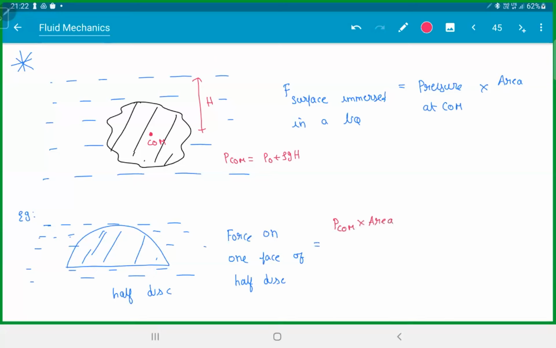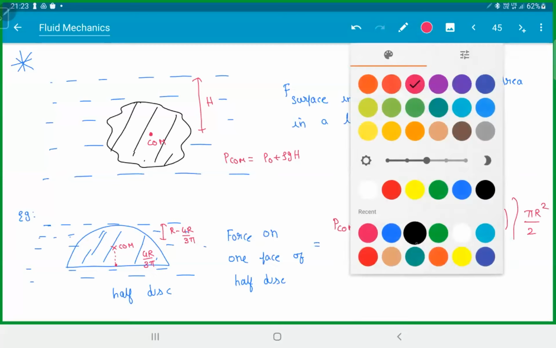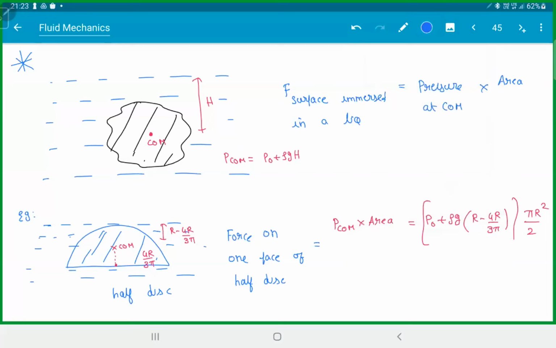Where is the center of mass of the half disk? This is the center of mass, 4r by 3 pi. So this depth will be r minus 4r by 3 pi. So the formula will be P naught plus rho g times (r minus 4r by 3 pi), into pi r square by 2. Pretty good result, huh? Saves you a lot of time. You just take the center of mass of that thing and finish it off.